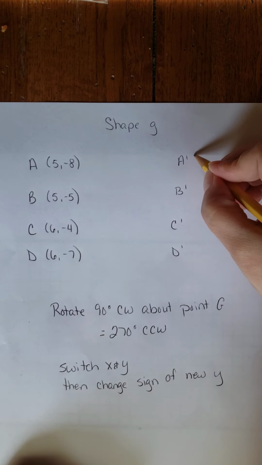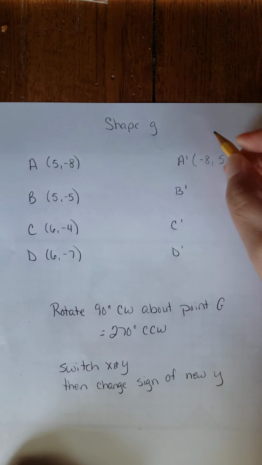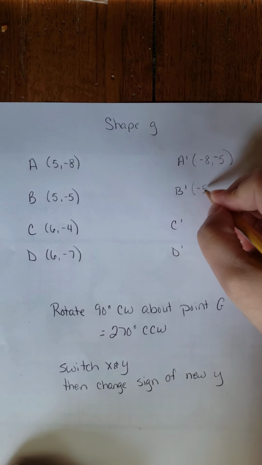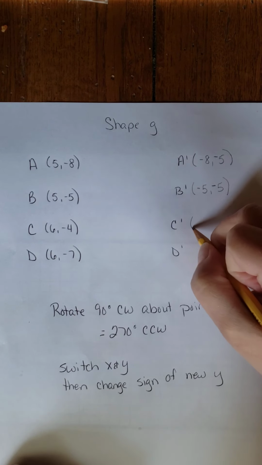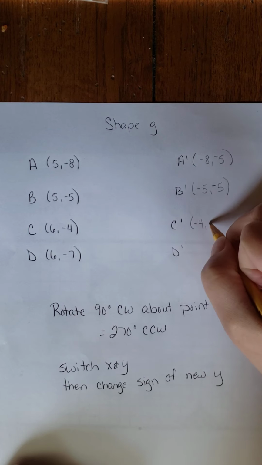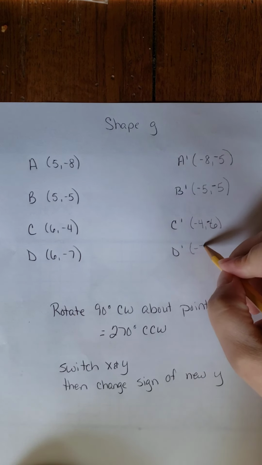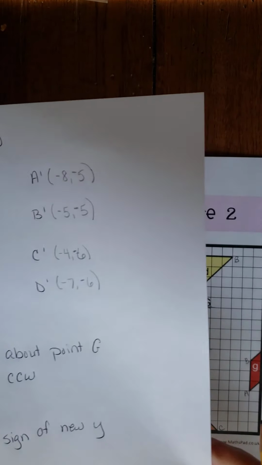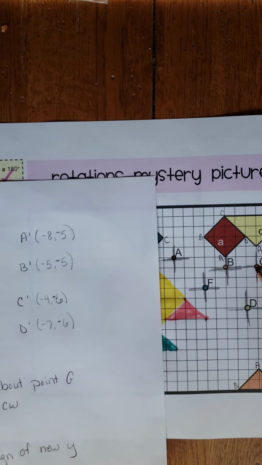So our A prime, we switch our X and our Y, and we change the sign of the new Y, so that becomes negative. We do the same for the other points. Sorry, I jumped ahead there. So now we just plot this in relation to this G axis.